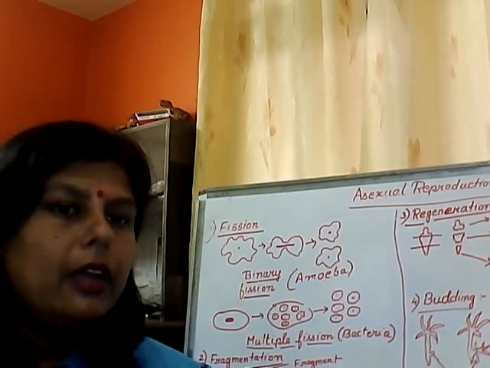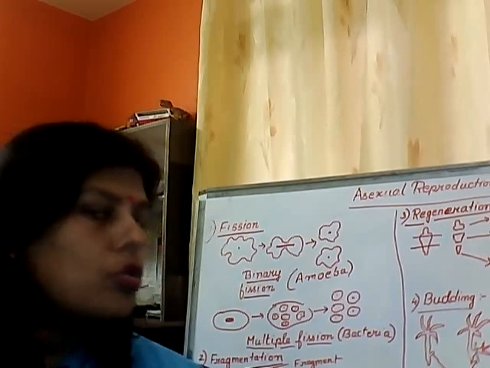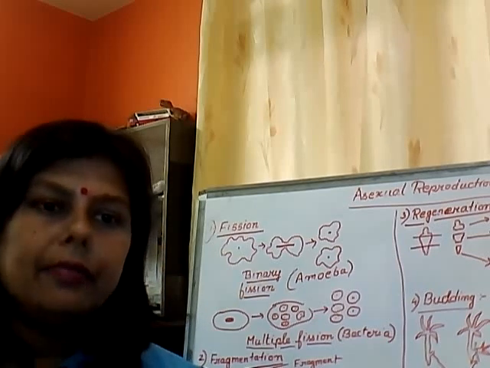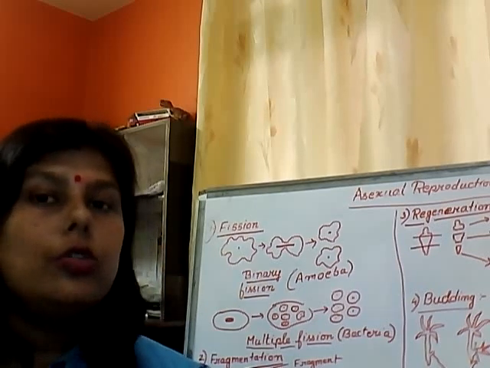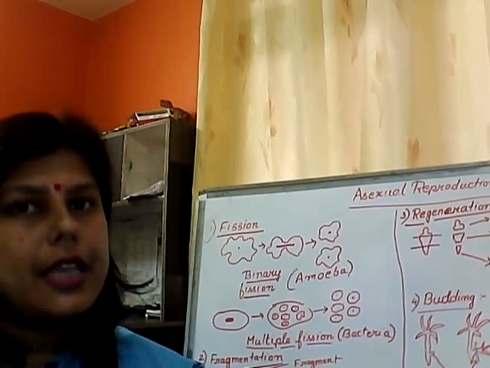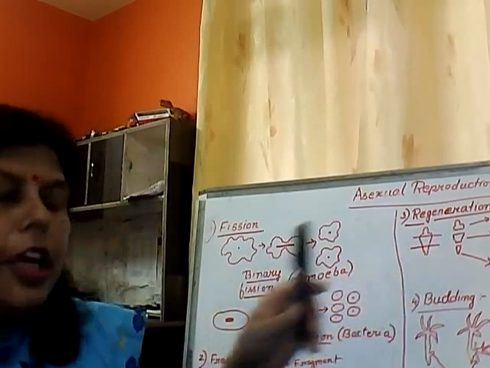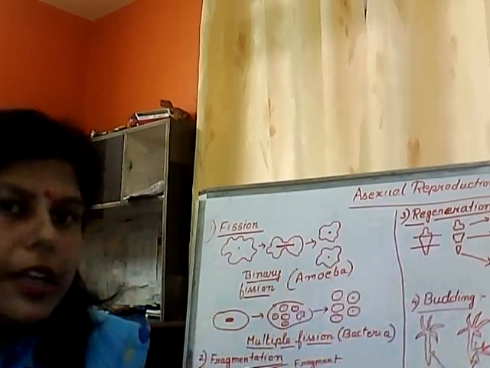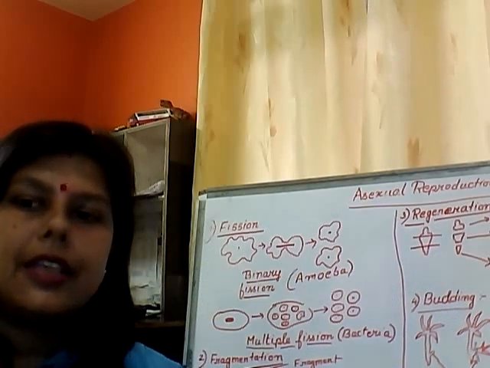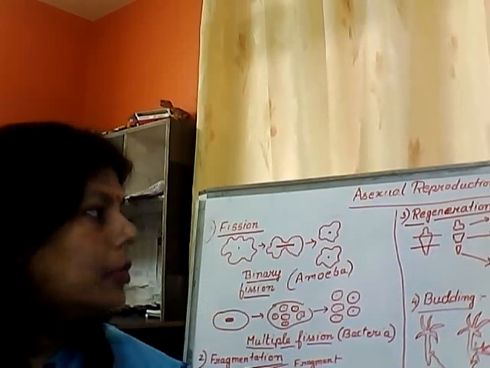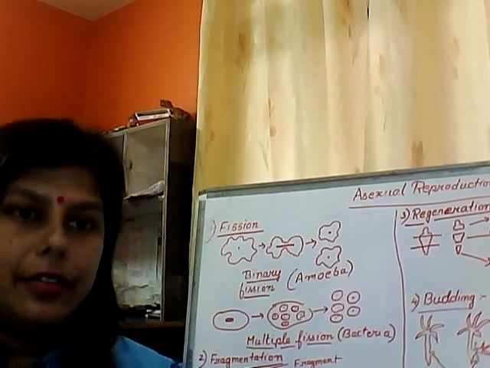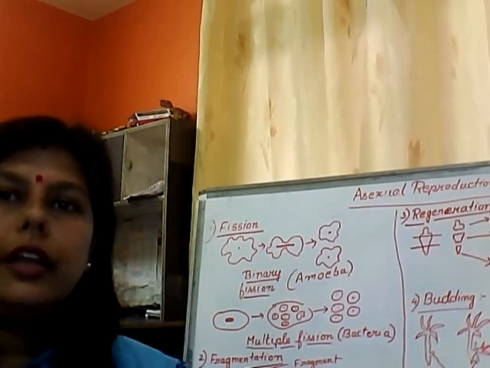Now for today this much, you all just go through, practice all the diagrams, and also you have to know all the examples. Like for regeneration in your book, the diagram of this one is given. Besides this, the example is about planaria, and for budding you can give the example of hydra. So for today this much.